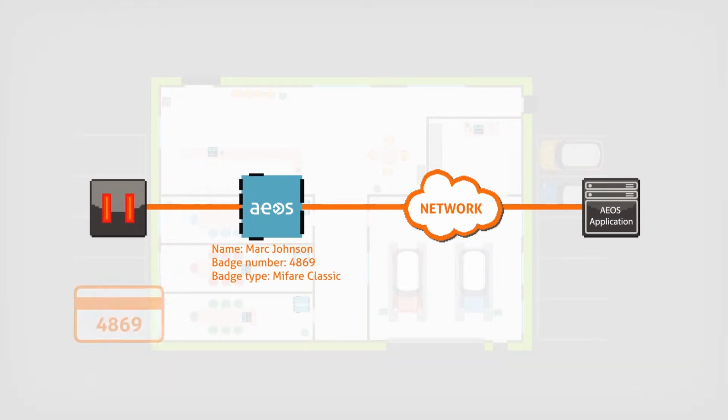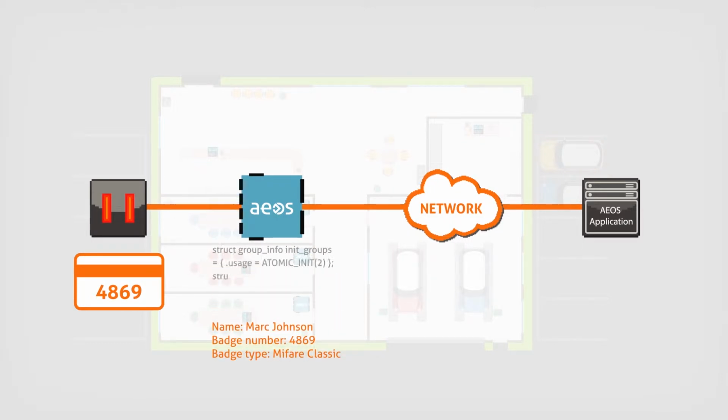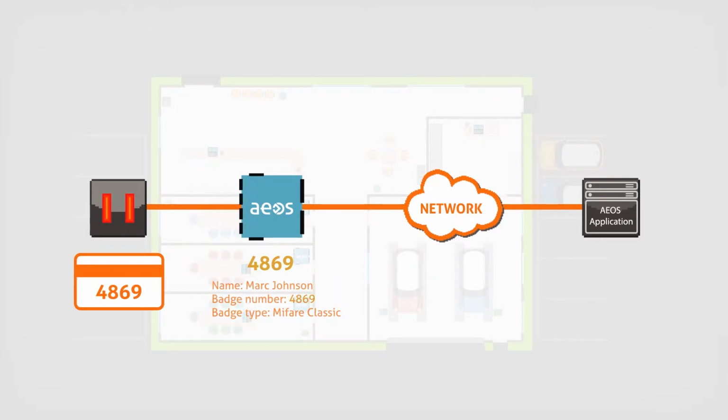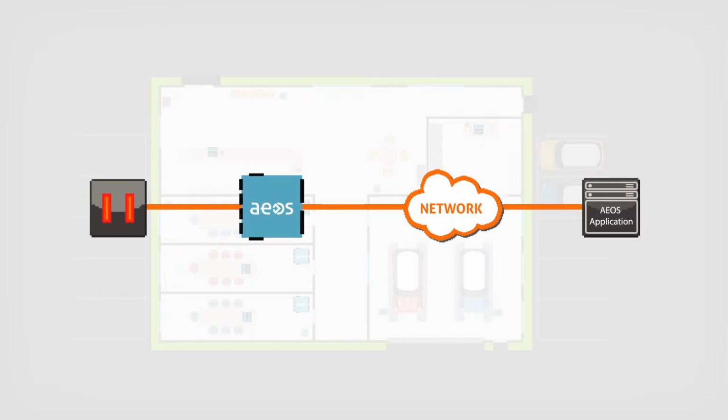As soon as a badge is presented to the reader, the controller compares both numbers and determines whether the wearer of the badge is authorized to enter. Nothing new so far, you might say. When two numbers match, the door opens. But that's not entirely true. The badge type also has an important role.